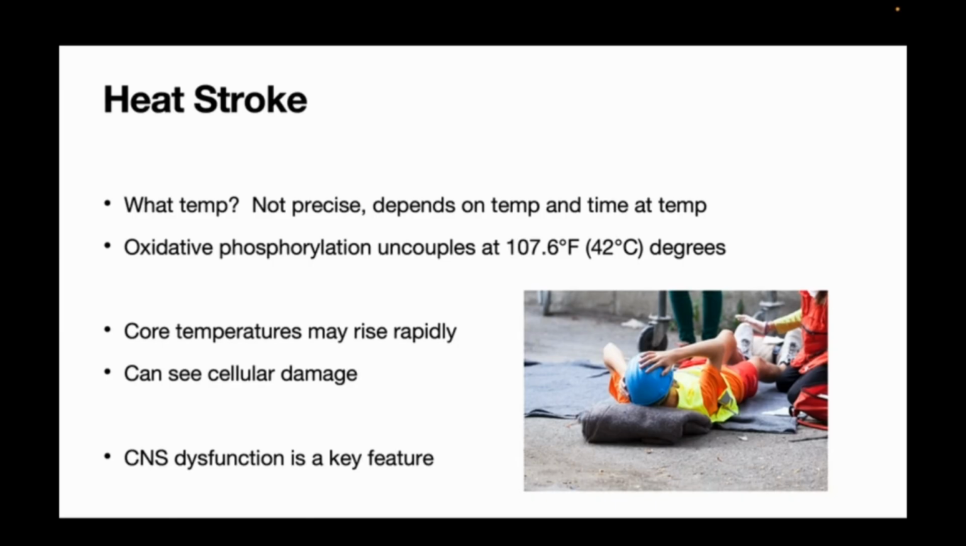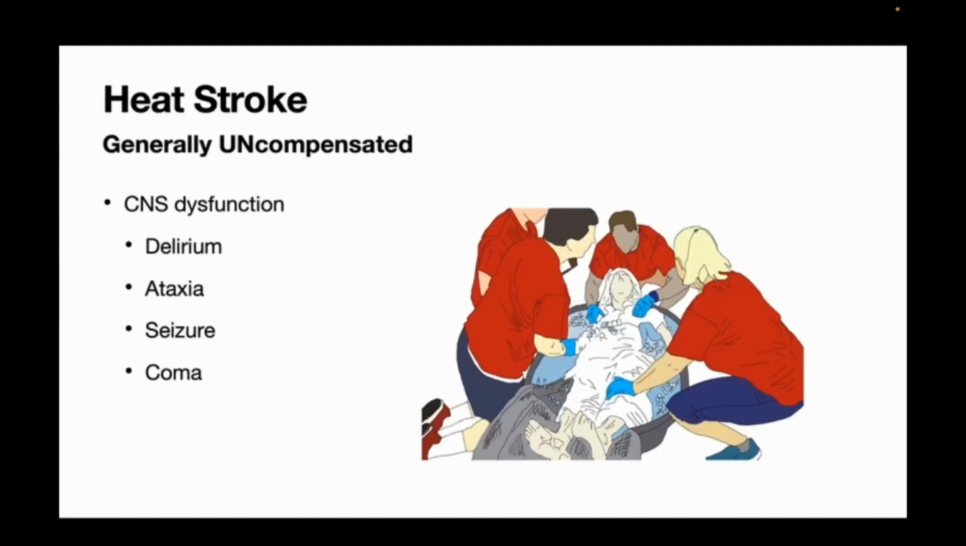And with respect to heat illness, we have discussed electrolytes and fluid balances, but the reality is that they may not necessarily be depleted. It really depends how long it took them to get that hot. Core temperatures can rise rapidly, and you can see cellular damage without necessarily having any issue of fluid deficits or other metabolic derangements. So with heat stroke, they're uncompensated.